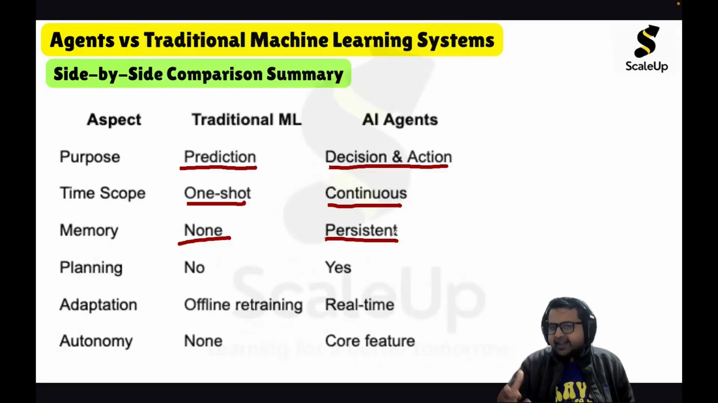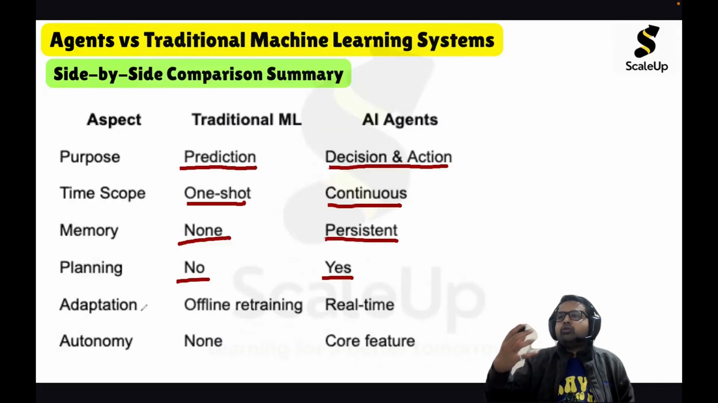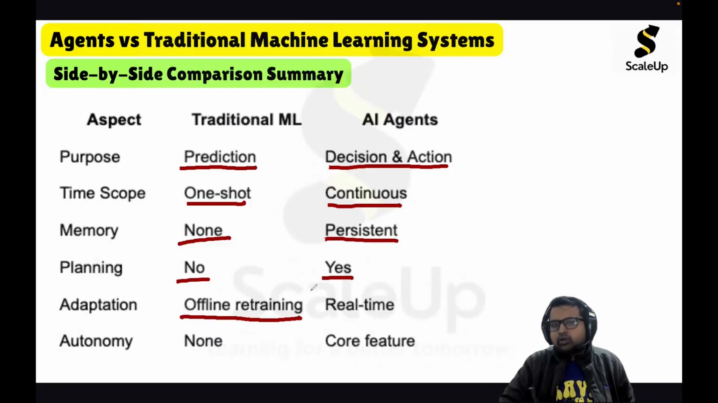They can store the state. Traditional machine learning systems have no planning at all. For AI agents, planning is very important. They plan. For traditional machine learning systems, adaptation means that if we want to evolve the model and add new knowledge, we have to do offline retraining. AI agents can do real time adaptation. They can learn on the fly. That's a very powerful thing about AI agents.